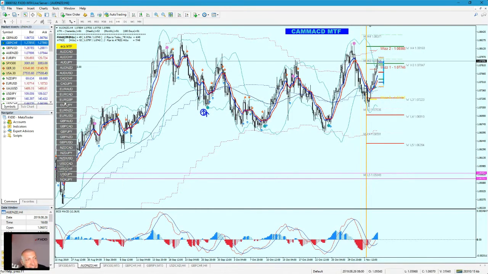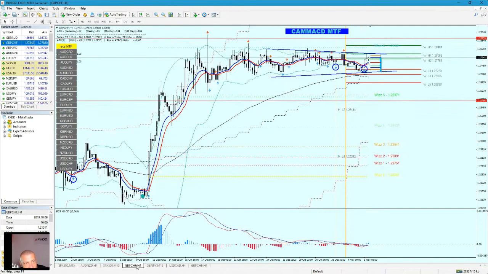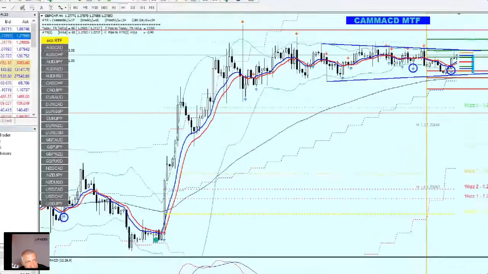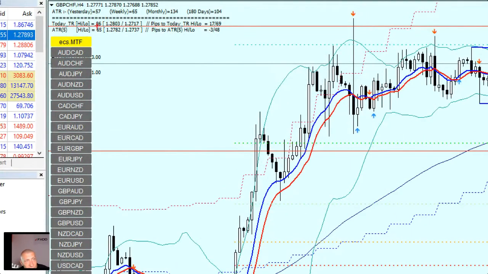So, nice run on the GBP. One more thing that is important, guys, is why I'm holding on to this trade. See this. This is important. Take a look at this: 86 pips versus 65 pips on GBPUSD. It means that volatility is higher on this market.